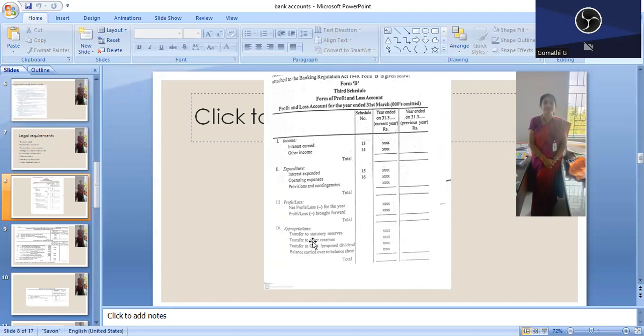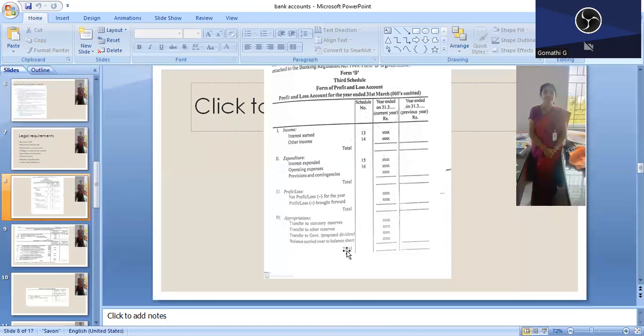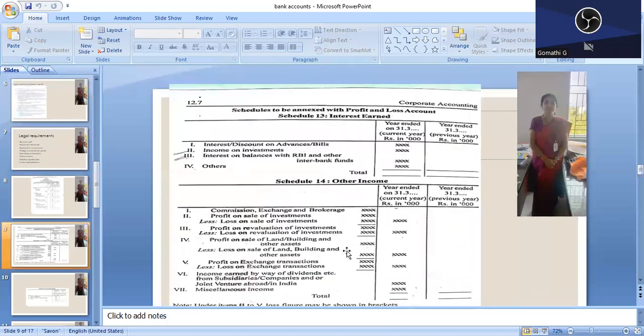Fourth one is appropriations. If any amount is to be transferred to reserves, then the value. That is 25% of profit transferred to reserves every year. Transfer to other reserves, transfer to government or proposed dividend, balance carried to balance sheet, total. This is the format of the profit and loss account of banking companies. The next one is the schedule. This is the schedule to be annexed with the profit and loss account.